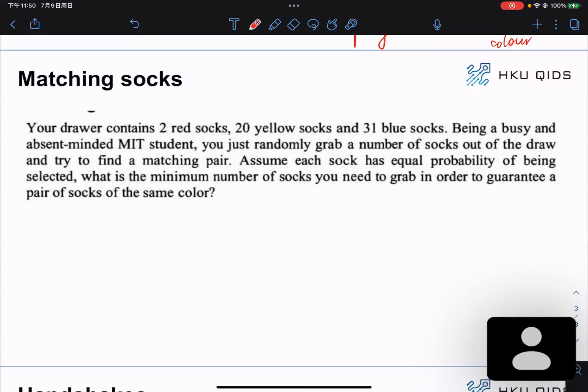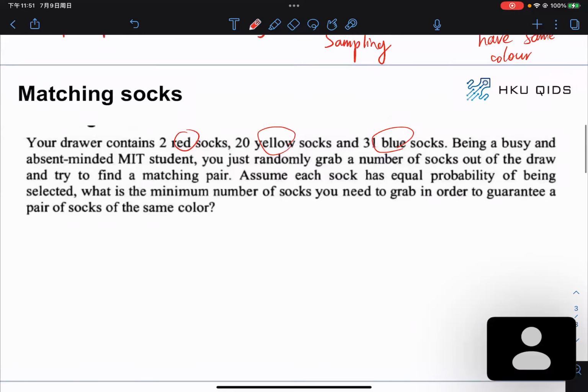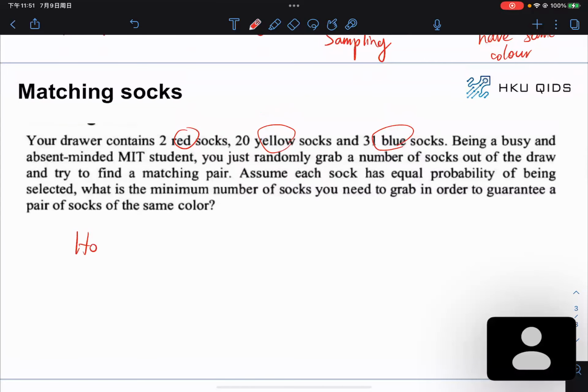You just randomly grab a number of socks out of the drawer and try to find a matching pair. Assume each sock has equal probability of being selected. What is the minimum number of socks that I need to grab in order to guarantee a pair of socks of the same color? So how many colors do we have? We have red, yellow, and blue. So again, we have the holes, and it is 3, right?